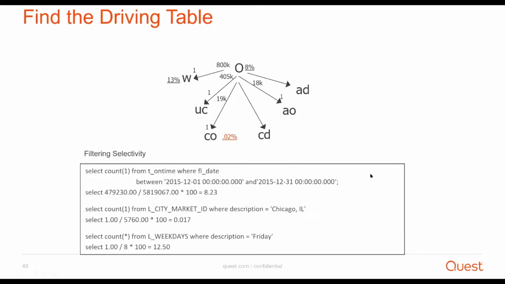Go find the driving table. We had a few filters, but none of them were very selective. As you can see here, I had one on time, between flight dates, and you can see 8% of that table, which was my largest table, was going to be read, so that's not very selective. I had one on city market and originating city, and that was very selective at 0.02. And then I had one on weekday, which was 13. That wasn't as selective. So I want to drive it with originating city.